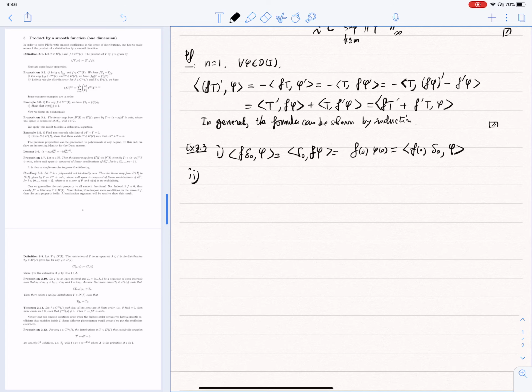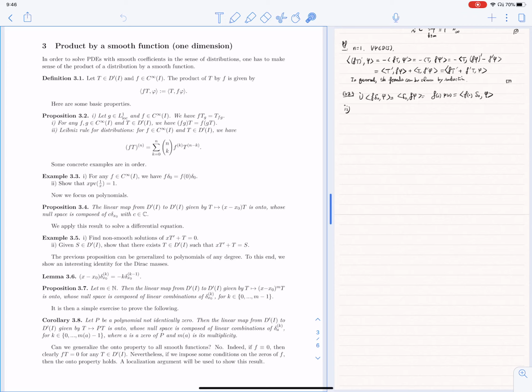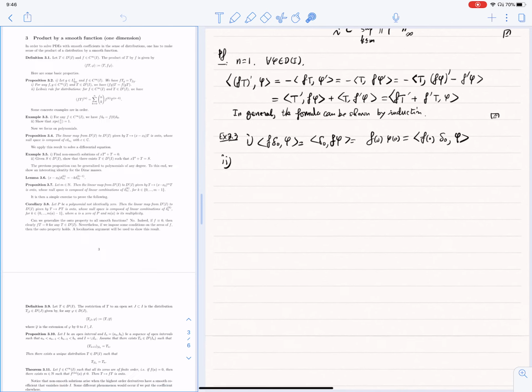And the second one is slightly more interesting. So we know that Cauchy's principal value of 1 over x multiplied by x gives us back the constant function 1. So this is the second example.